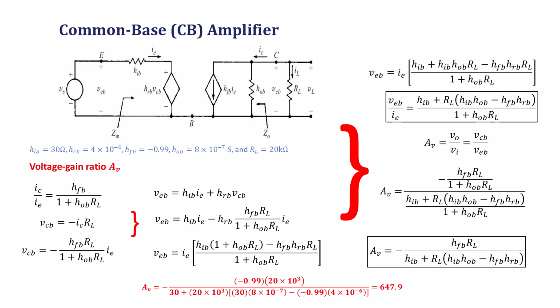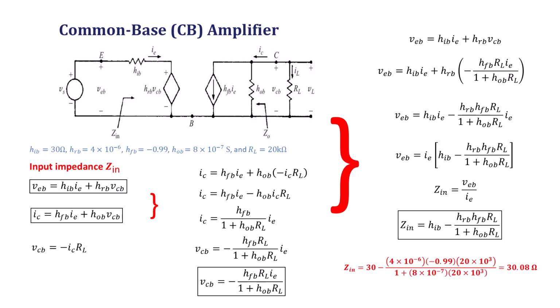Substituting our typical values in, we get AV equals negative 0.99 times 20 times 10 cubed divided by 30 plus 20 times 10 cubed times the quantity 30 times 8 times 10 to the negative 7 minus negative 0.99 times 4 times 10 to the negative 6. That works out to a voltage gain of 647.9. That's a very high voltage gain, and notice it's positive, which tells us something important. There is no phase inversion between input and output in a common base amplifier, unlike the common emitter configuration.